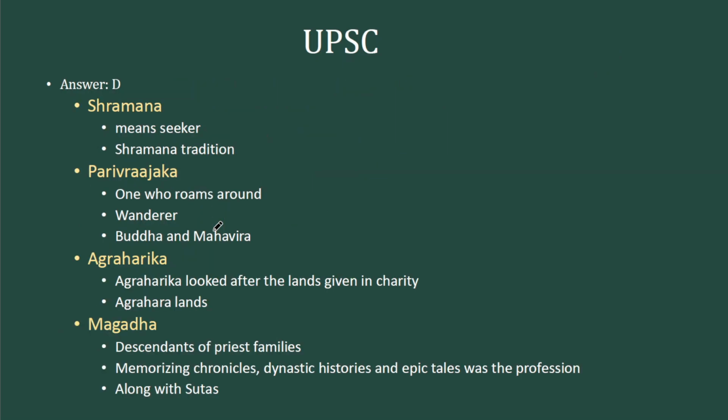As I said, Shramana is a seeker, part of the Shramana tradition. Parivrajaka, the English equivalent is a wanderer. Buddha and Mahavira were Parivrajakas. Agraharika looked after the lands given in charity, or the Agrahara lands. So all the 3 definitions that we derive from the term are very accurate. Magadhas, on the other hand, as descendants of priest families, had jobs of memorizing chronicles, dynastic histories, and epic tales.